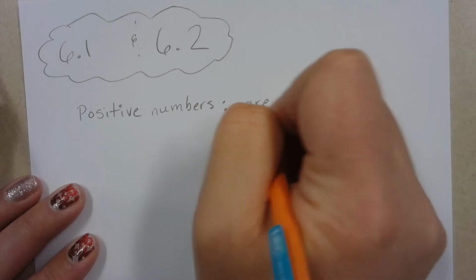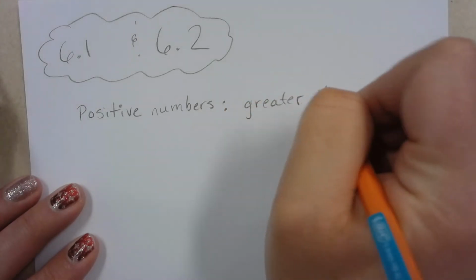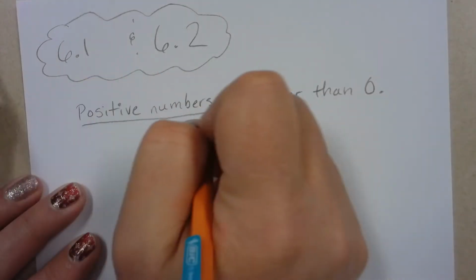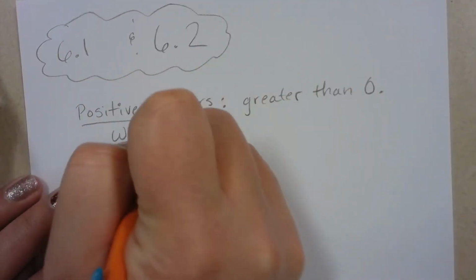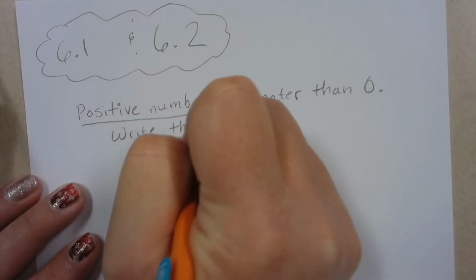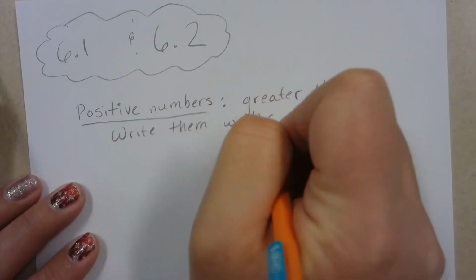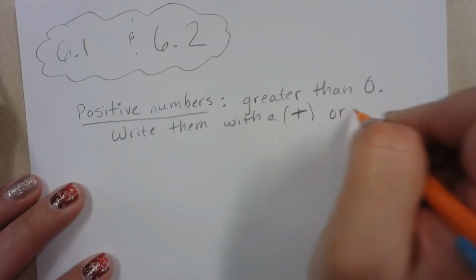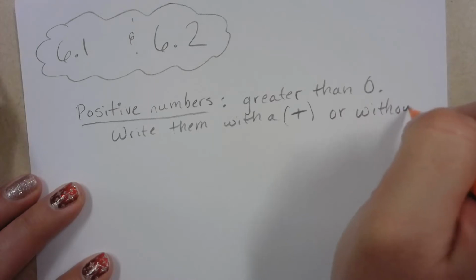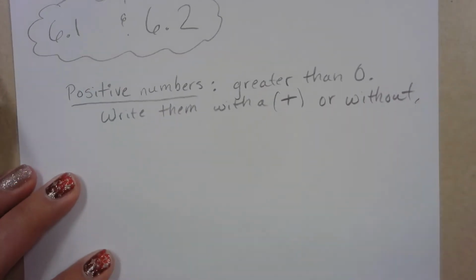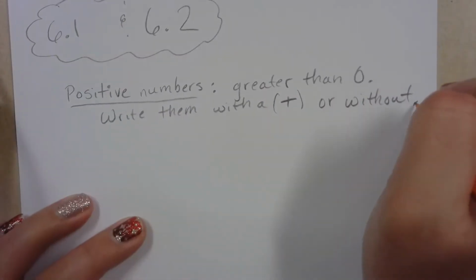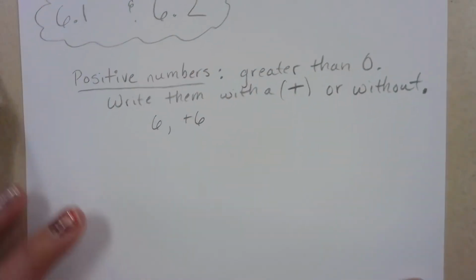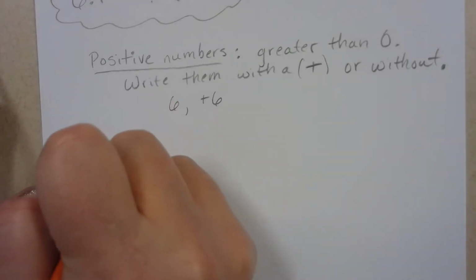Okay, so if we're talking about positive numbers, they are greater than 0. And in this book, we're going to write them with a positive sign or without. So if you are going to denote a positive number, you can write 6 or positive 6. Either is fine.